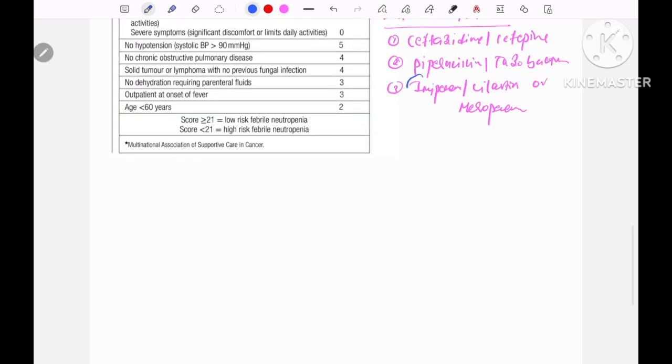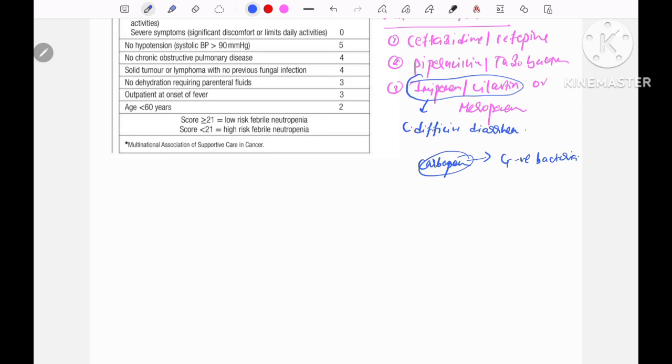Here the imipenem or cilastatin can cause Clostridium difficile diarrhea. So imipenem or cilastatin is not the preferred one for febrile neutropenia, and the carbapenem group of drugs are usually reserved for the gram-negative bacteria.